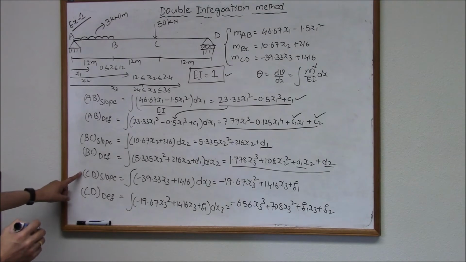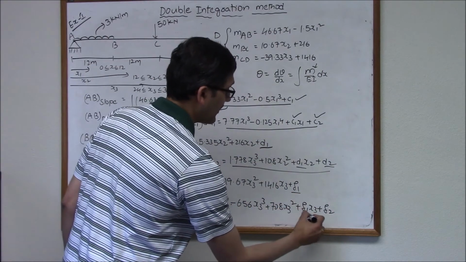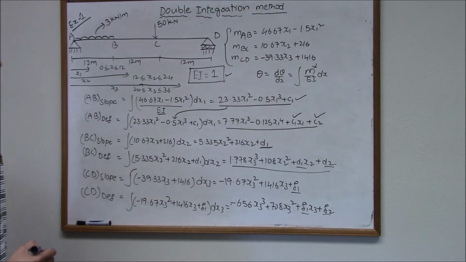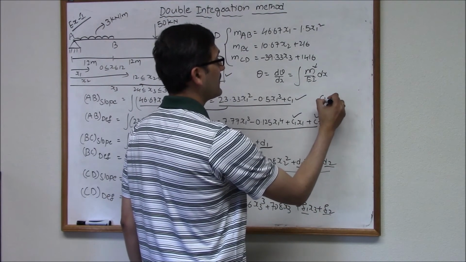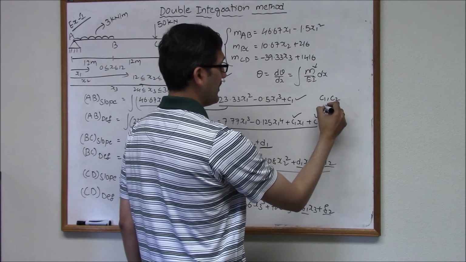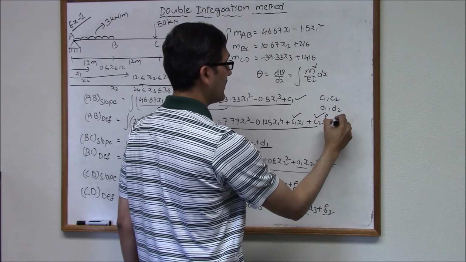So when I did the exercise once again for the span CD, I have once again two more integration constants. So now I have 6 integration constants. They are C1, C2, D1, D2, F1, F2.